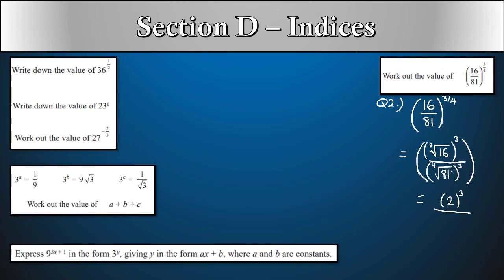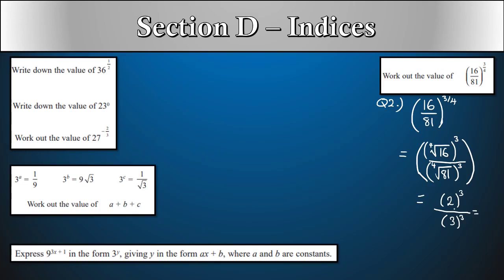We need to do the same here with the denominator. So what's the 4th root of 81? A little bit trickier, but hopefully you shouldn't find this too bad. So think about cubing numbers now. The cube of 3 is 27. So if I times 27 by 3 again, I actually get 81. So what I've got in the denominator is 3 cubed.